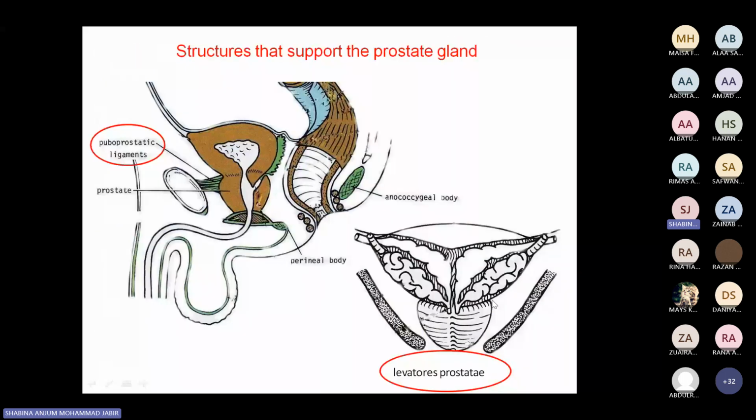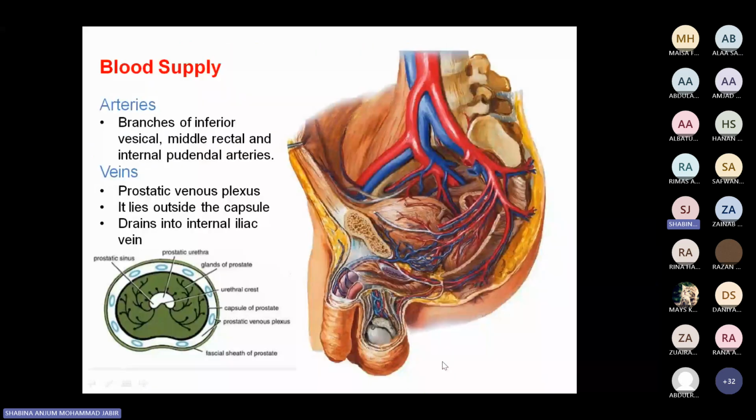So what are the structures that support the prostate gland? First of all, the ligament which attaches from the prostate to the pubic symphysis, and another is the muscle which is a part of levator ani, also called levator prostatae. What is the blood supply? Because it is at the neck of the urinary bladder, it will receive branches from the inferior vesical, middle rectal, and internal pudendal arteries.